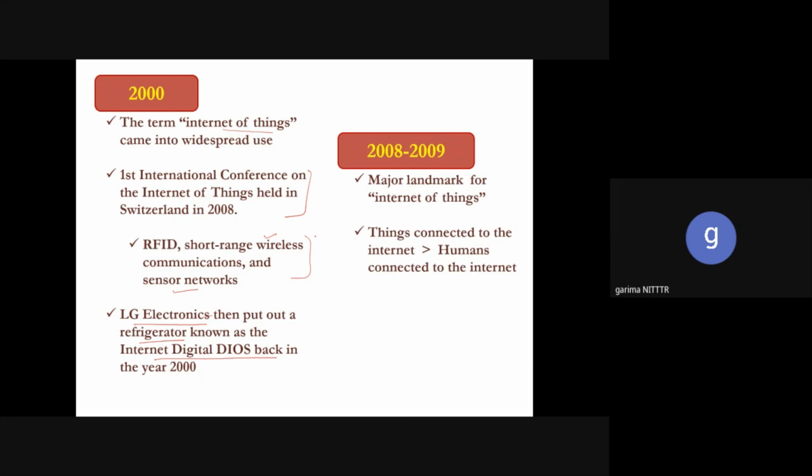Another landmark regarding IoT came in 2008 and 2009. You can observe from reports that the number of things connected to the internet was much greater than the number of humans connected to the internet at that time.